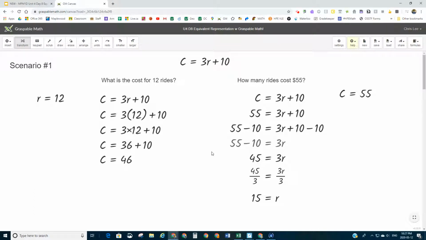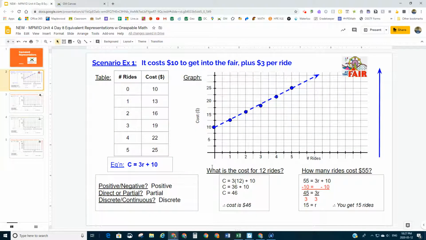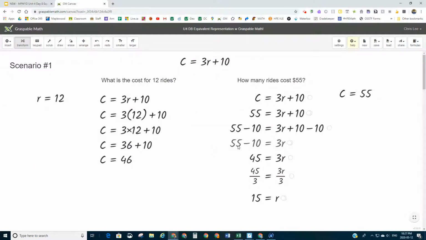Okay, so here are the answers to the last few of these Graspable Math questions. If you haven't watched the first video, we're reinvestigating the equivalent representations work that we did last week using Graspable Math. And I've showed you how to answer these two questions about finding the cost for this one with 12 rides, and also how to figure out how many rides you can get for $55. And those two are demonstrated here.